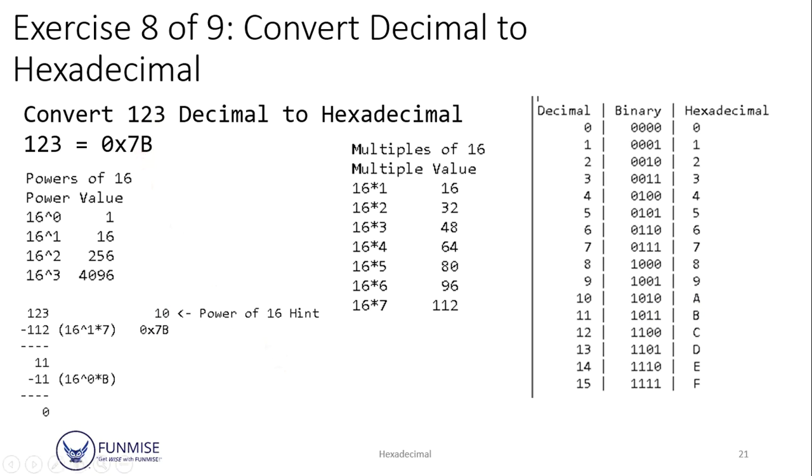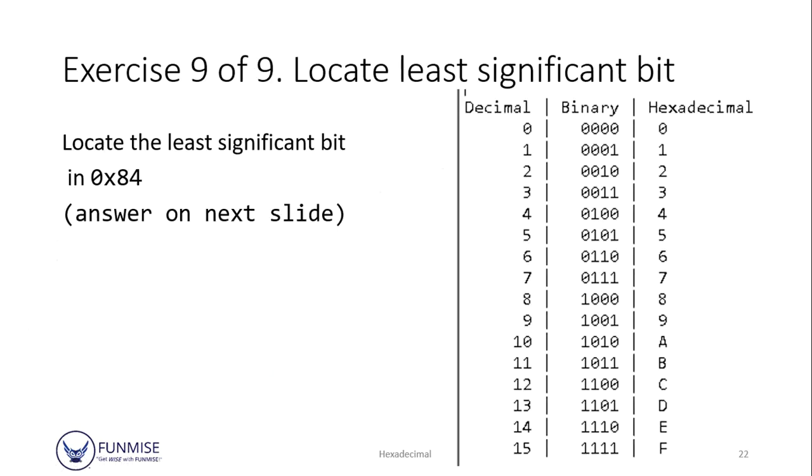Alrighty, and now to our last exercise in our lesson today. In this exercise, we're going to locate the least significant bit, using an example, hexadecimal 84. The next slide will reveal the answer.